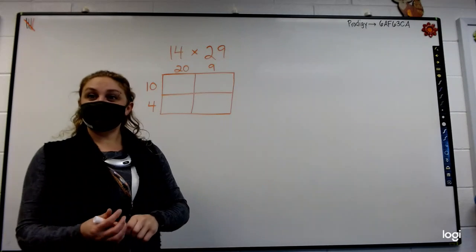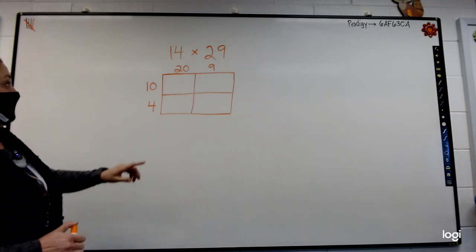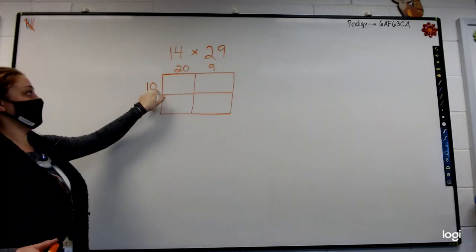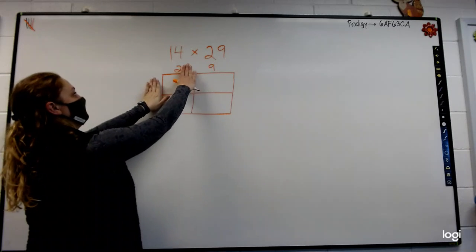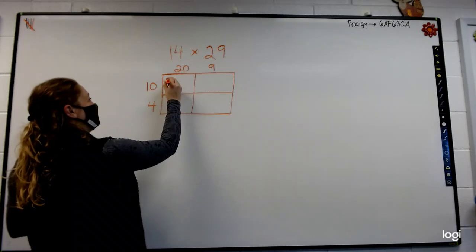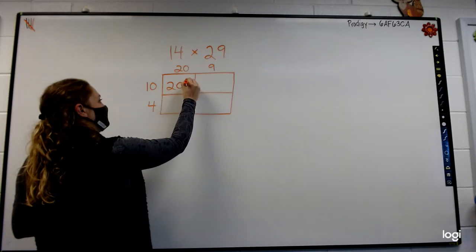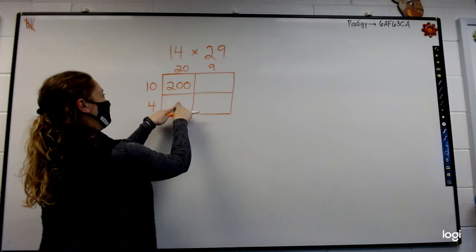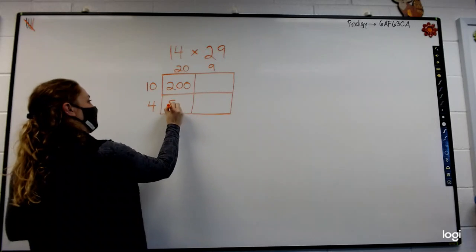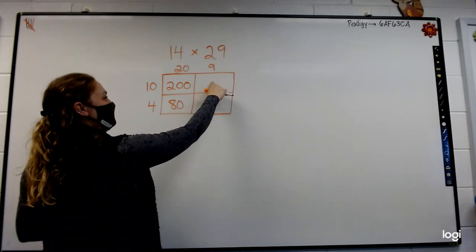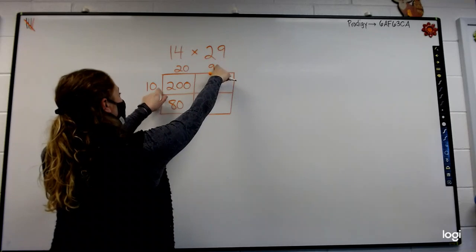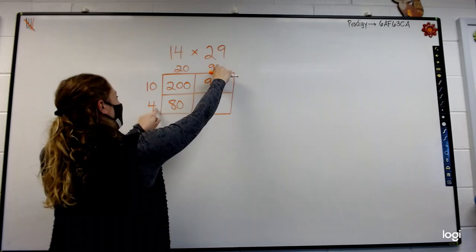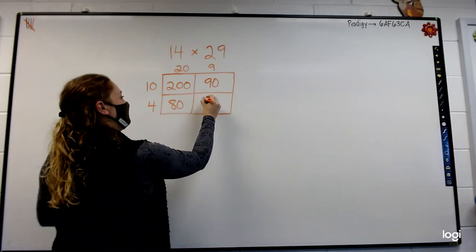All right, I'm going to start the next step. You guys keep checking with me. So first up in this top box, I know I'm multiplying 20 times 10. So cover my zeros. 2 times 1 is 2. Add 2 zeros. Down in this box, this is where the 20 meets the 4. So 20 times 4 is 80. In this box, I know my 9 meets my 10. 9 times 10 is 90. And in the bottom box, 9 times 4, 36.